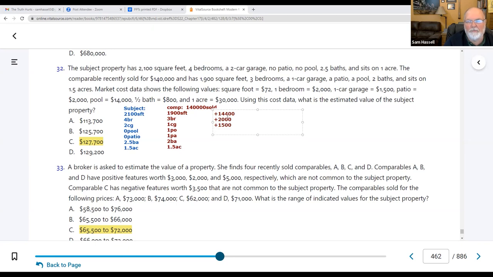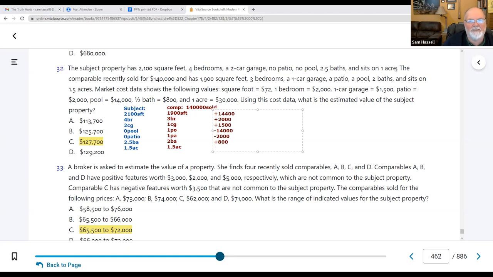We have no pool, they have a pool. We have to take off some, a patio, right? Or a pool, either one. The pool is worth 14,000. So we are going to take off 14,000. We do not have a pool. They do. We do not have a patio. They do. We have to take off 2,000. That's the value of a patio. A half a bath is worth 800 bucks. So we have to add back a half a bath for them because they only got 2. We have 2.5. Plus 800.